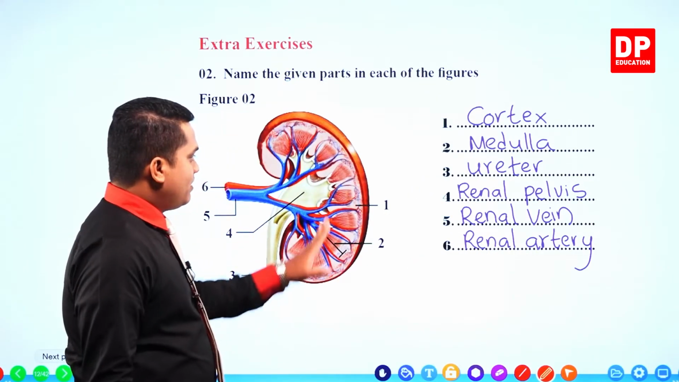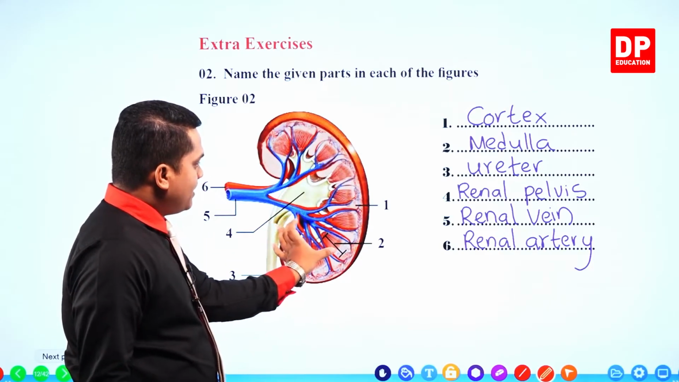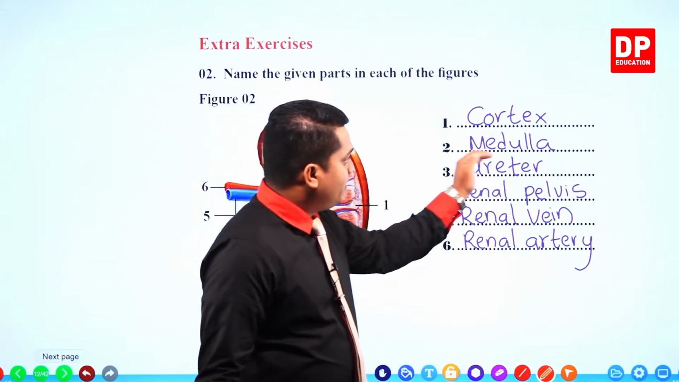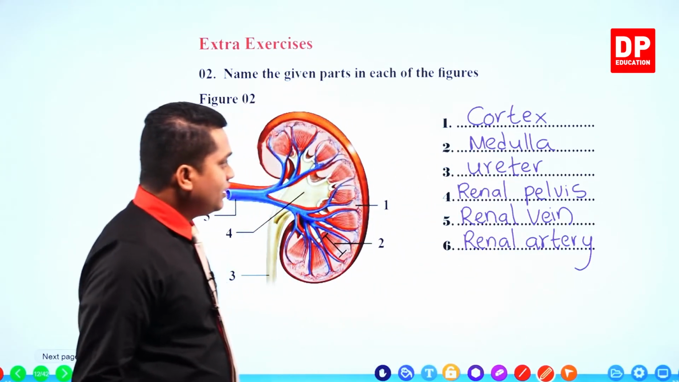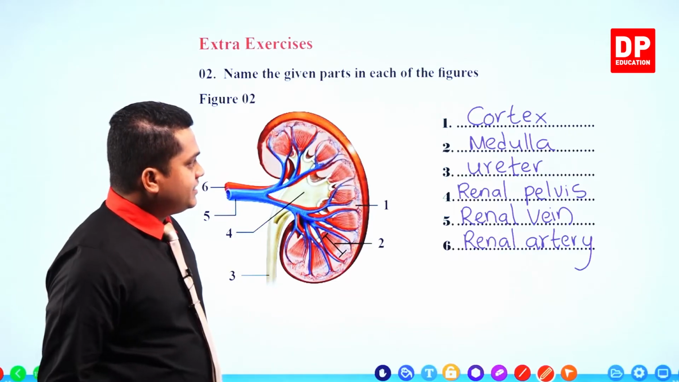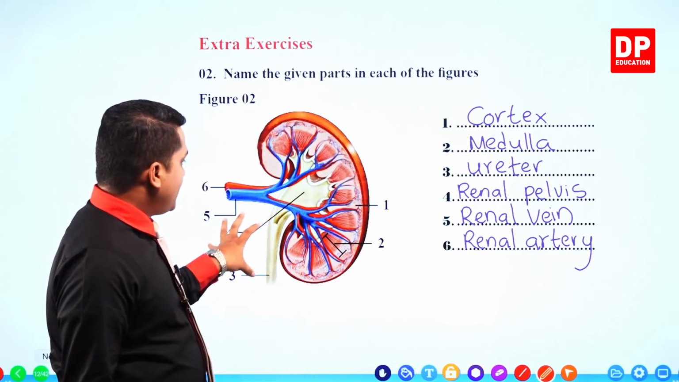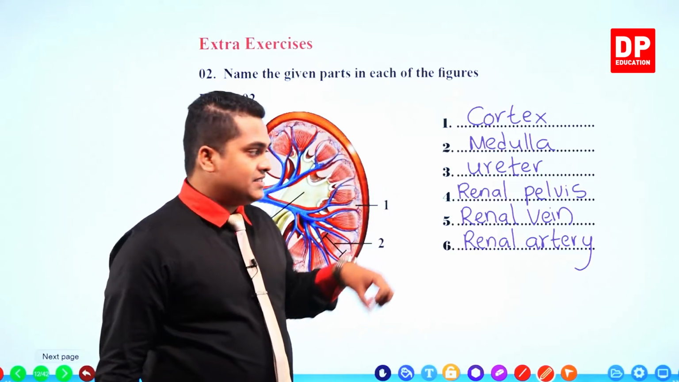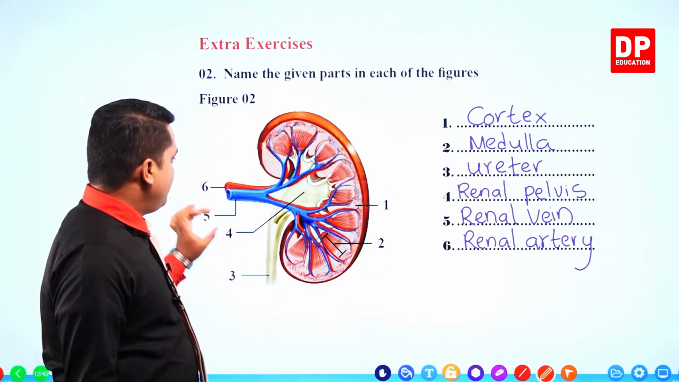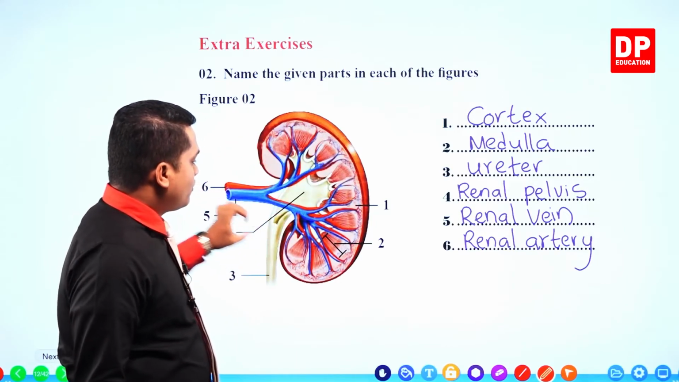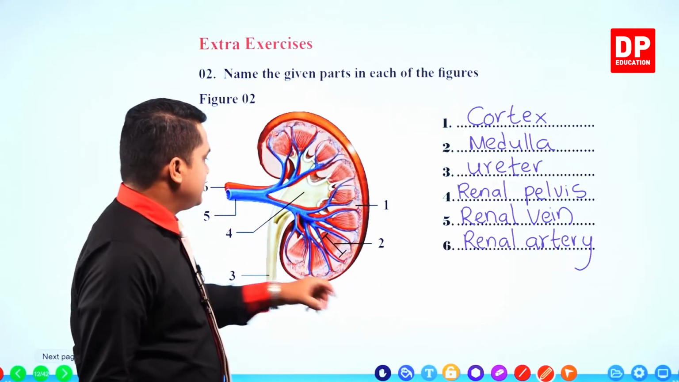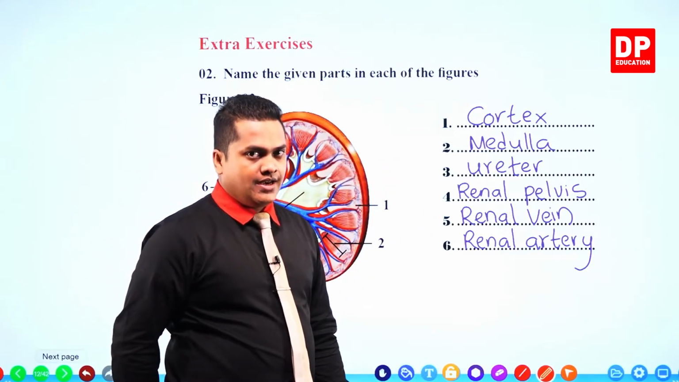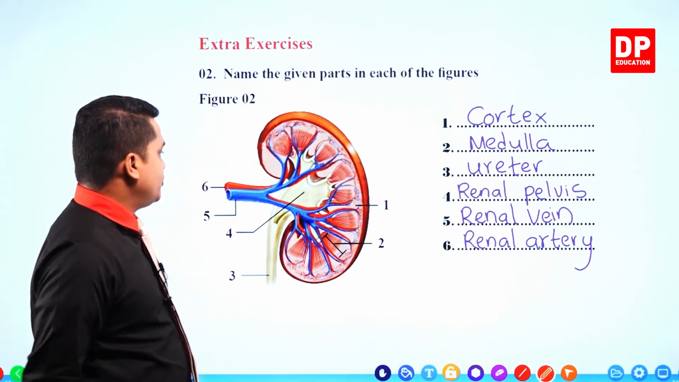So in number 1 you can observe the cortex. Number 2, which carries the renal pyramids, is the part referred to as the medulla. Then number 3 is the ureter. Number 4, you can observe here, is the renal pelvis. Number 5, the renal vein, carries blood out of the kidney. Number 6, the renal artery, carries blood into the kidney. So this is figure number 2.